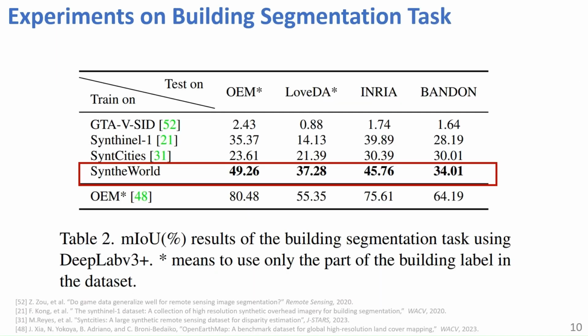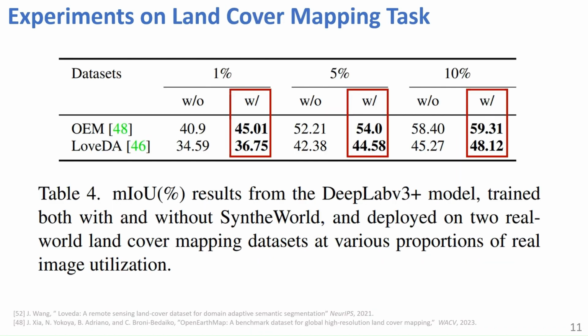Now I will present some of our experimental results. Existing synthetic datasets only offer building labels, not multiple classes. So to showcase SyntheWorld's superiority, we conducted zero-shot building segmentation experiments on both existing datasets and SyntheWorld. The result shows that while there is still a gap compared to the real dataset OEM, SyntheWorld's performance significantly surpasses the existing synthetic datasets. Let's look at the result for land cover mapping experiments.